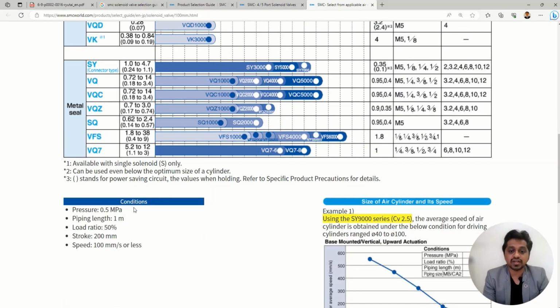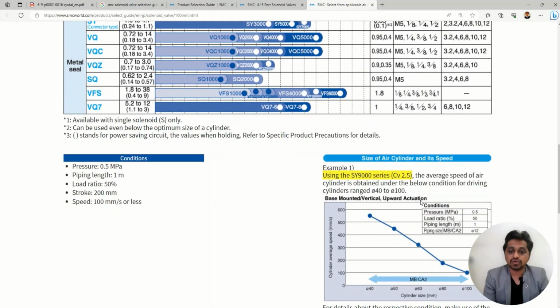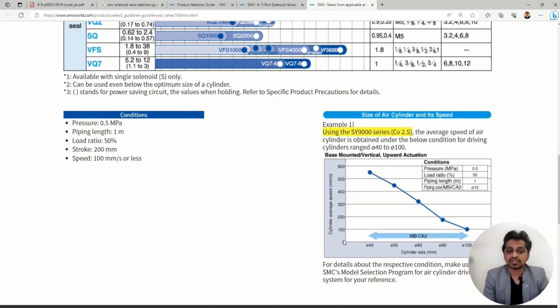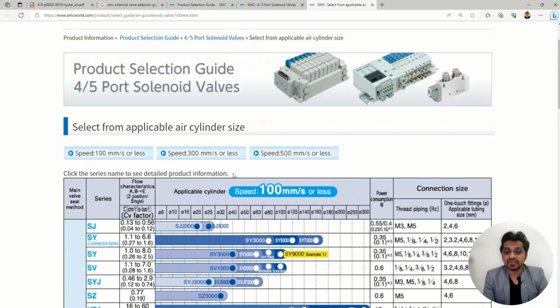Now here you can see the conditions and then a graph mentioned over here. So the cylinder size and the cylinder average speed graph is mentioned over here, right? So this is a summarized form. Now let's check out what else we have. The pressure and the piping length, all the parameters they have mentioned for that.